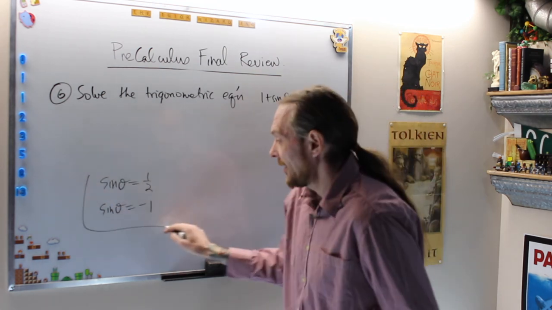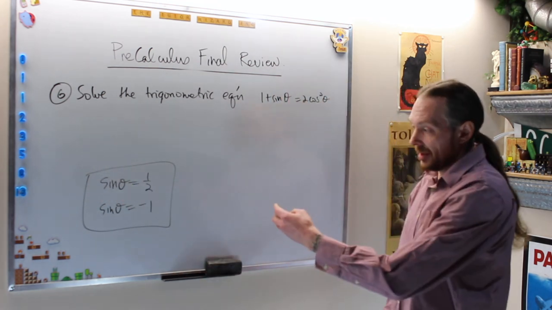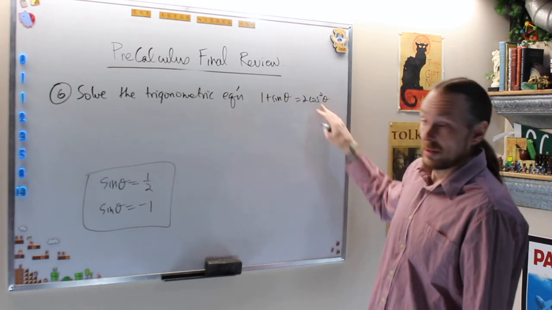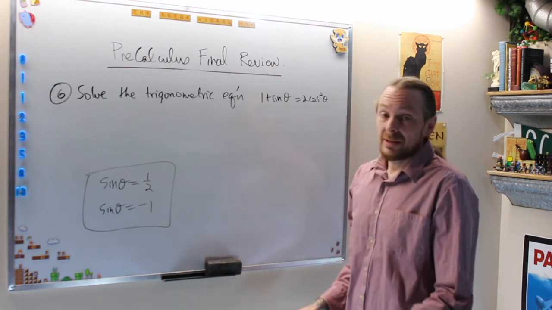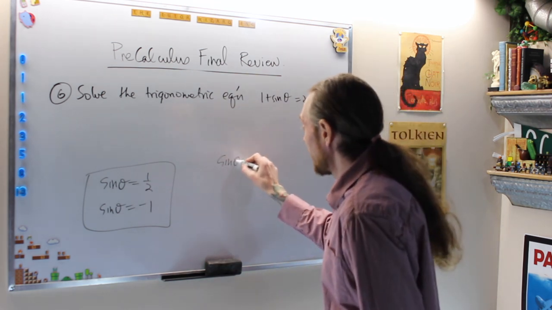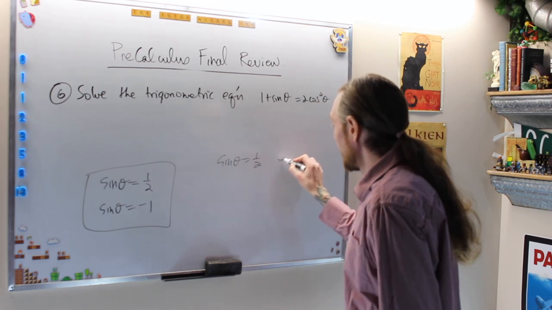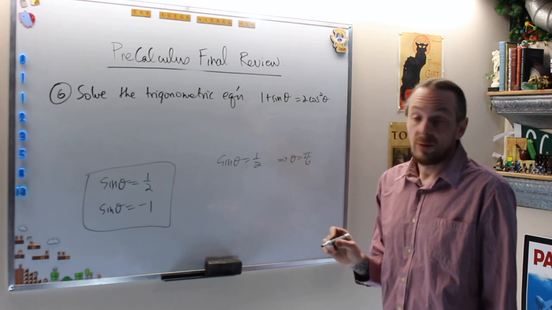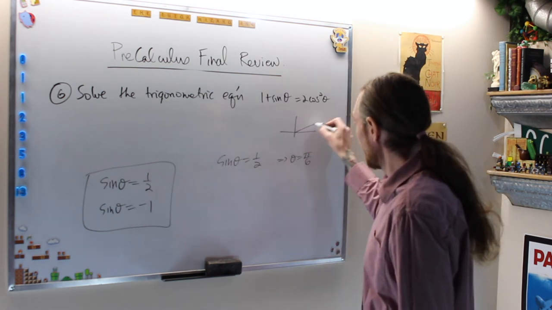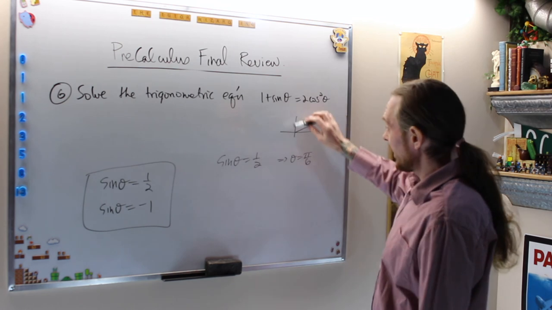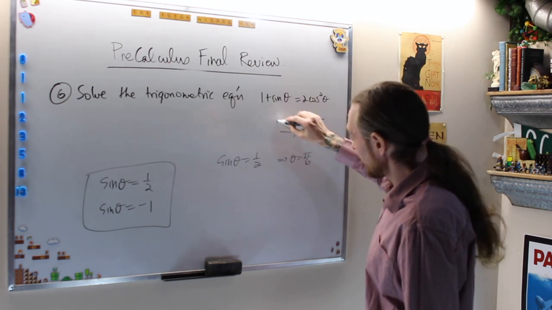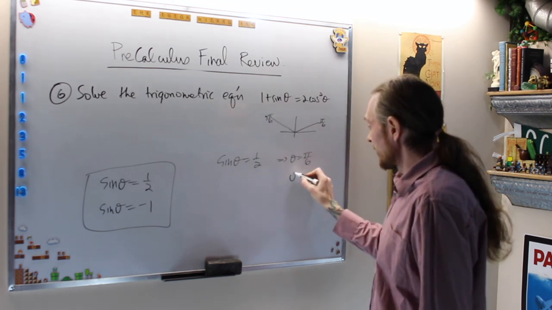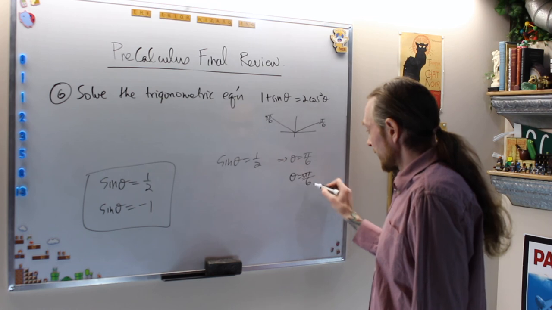Sine theta equals 1 half and sine theta equals negative 1 were the two equations that we have to now solve for this being true. This is true, again, using the unit circle, when sine theta is 1 half. Sine theta is 1 half when theta is equal to pi over 6. And where is the other one? This is the first one, pi over 6. And theta is in this half, so it's going to occur at this one also, at 5 pi over 6. So theta is 5 pi over 6 also.